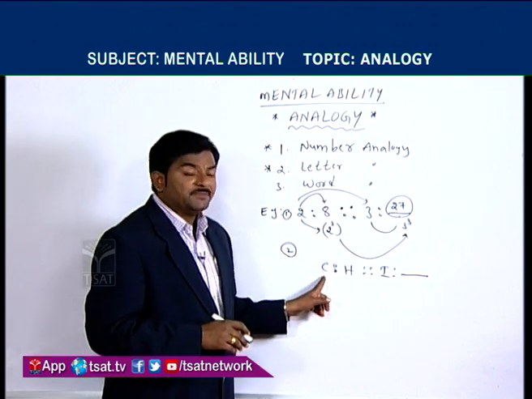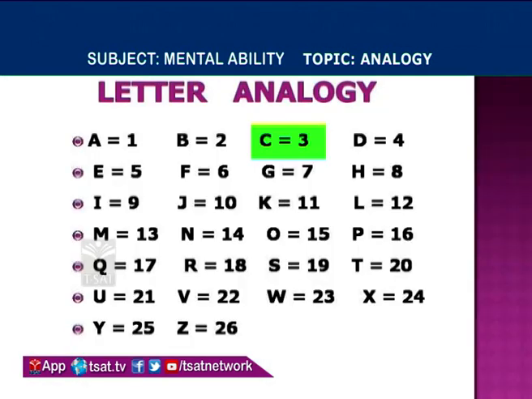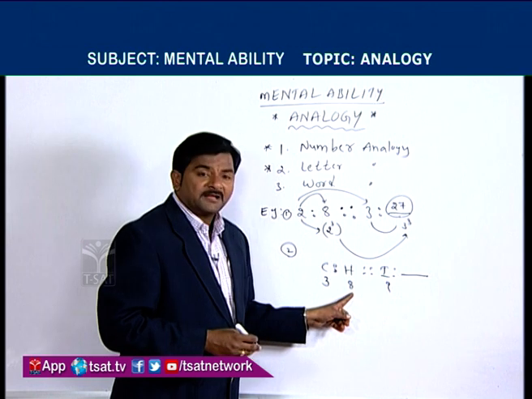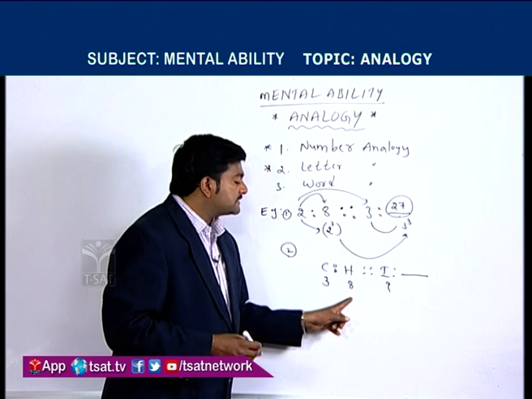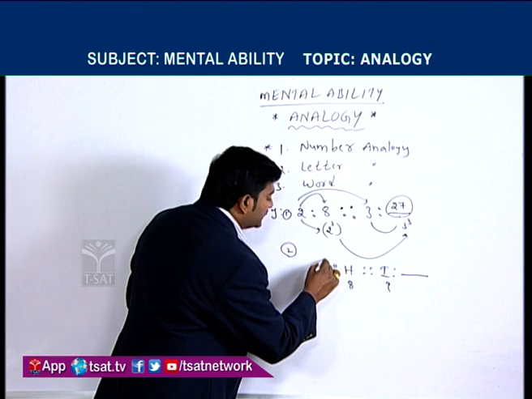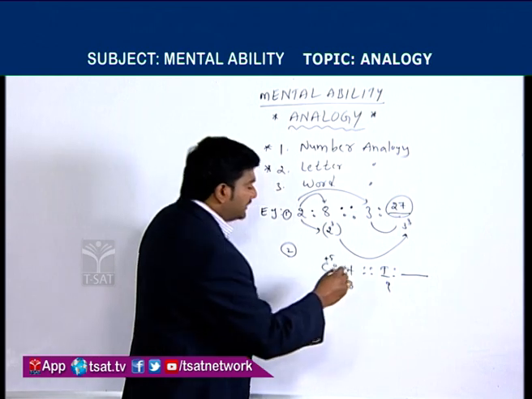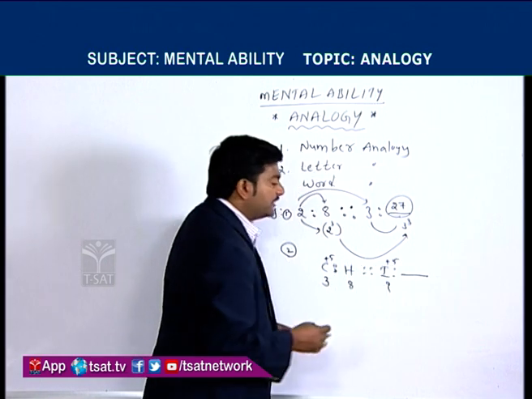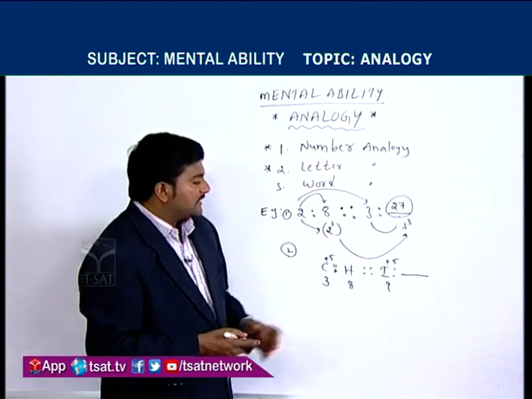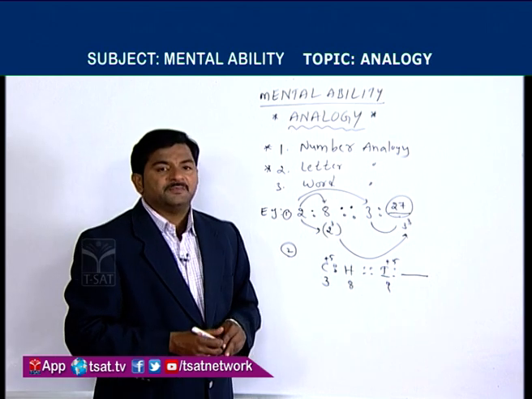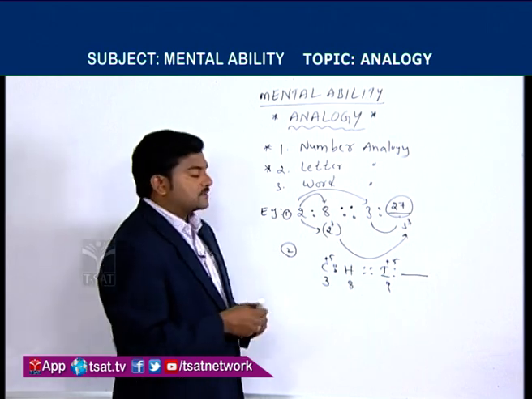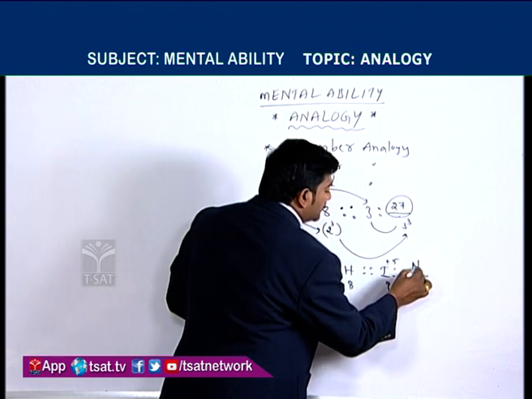Now here C means what actually? C means we can write 3. H means what here? 8. So here I means what? 9. How can you think here? 3 is written as 8. 3 is written as 8 means what we can say? Simply, he added plus 5. That's why here also what will you do? We need to add plus 5 to 9. 9 plus 5 means what you will get? 14. So according to alphabets, 14th letter is how much here?